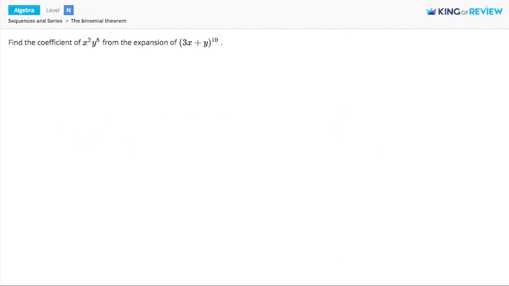Here, we are asked to find the coefficient of x squared y to the 8th in the expansion of (3x + y) to the 10th power. Multiplying 3x plus y by itself 10 times would take a long time and have a good chance of making an error somewhere. Instead, we can use a shortcut called the binomial theorem, named for the fact that 3x plus y is a binomial. It has two terms.